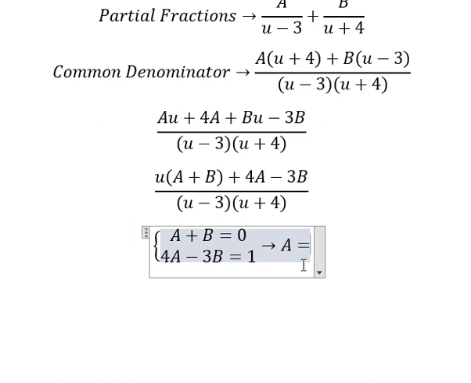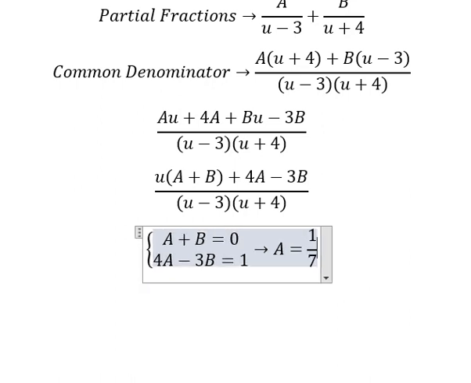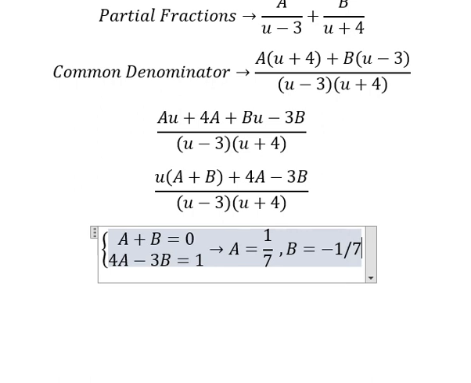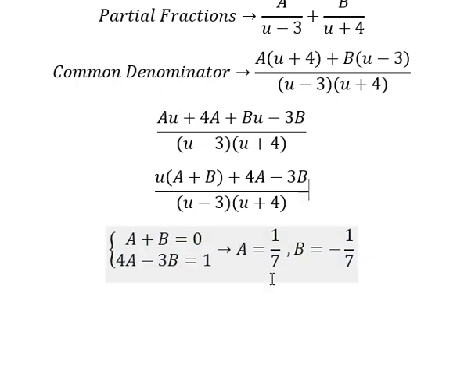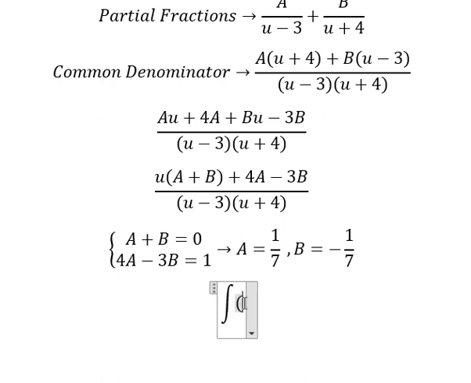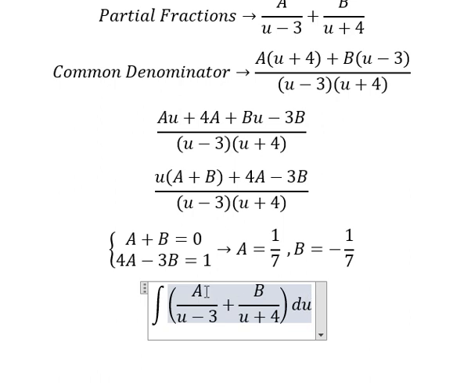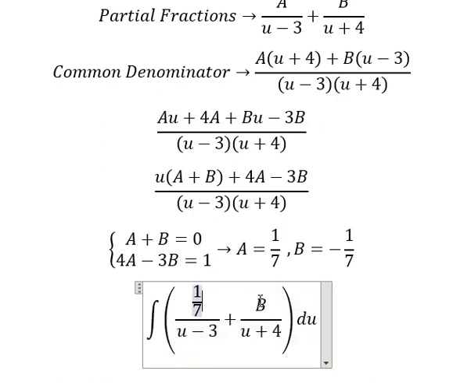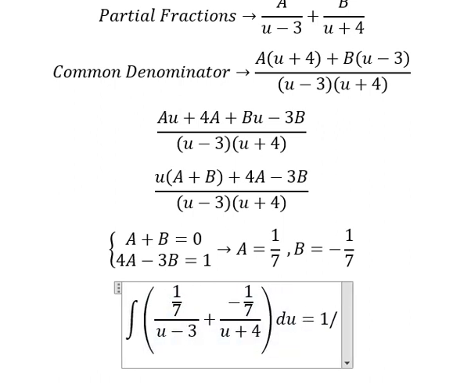So A equals 1 over 7. B equals negative 1 over 7. So we put A and B back in here. So A is 1 over 7. This one we have negative 1 over 7. And now we have the final answer.